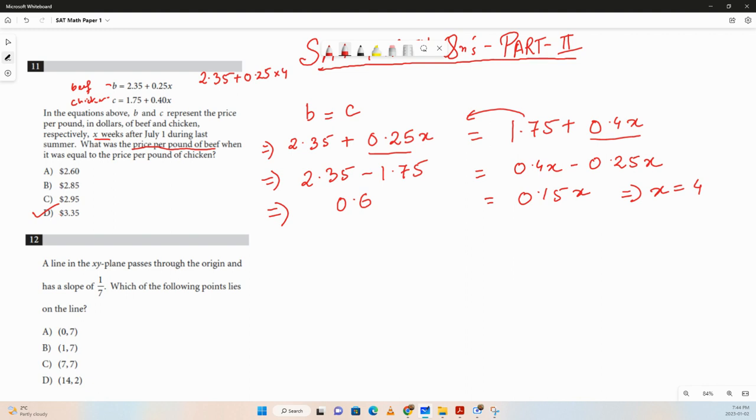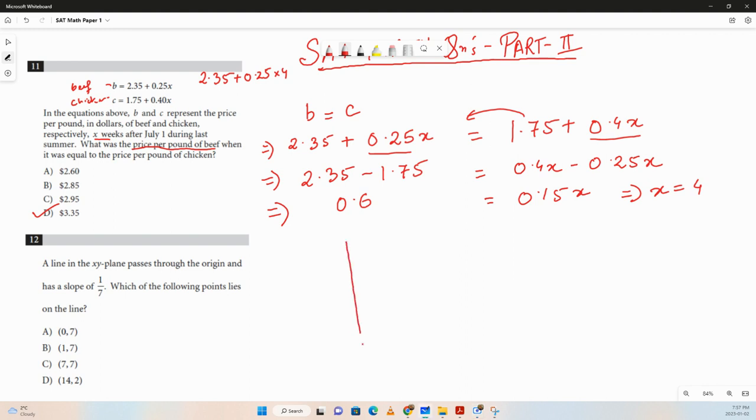Clear? If you have any questions, please put it in the comment section and we'll get back to your comments as well. Okay, so now let's get on to question number 12. So question number 12 is actually from straight lines. So again, a very simple concept. So let's go on to the question. So a line in the xy plane passes through the origin and has a slope of 1 over 7. Which of the following lies on the line?